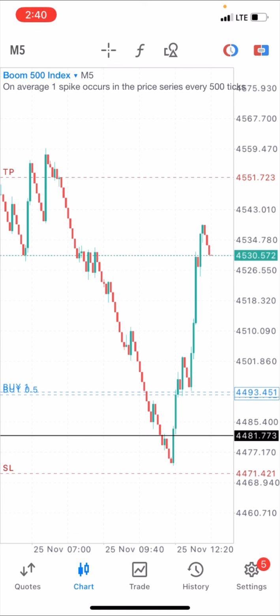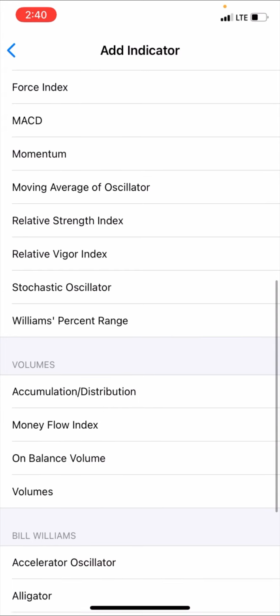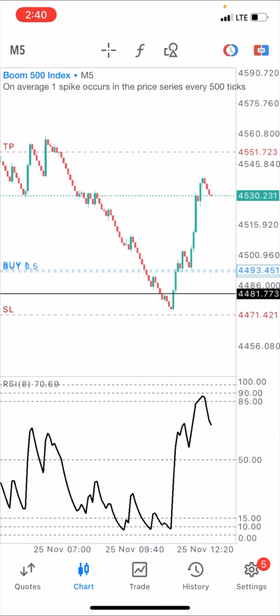Okay, so I'm going to just quickly add the first indicator, which is the RSI, with the following parameters, guys. Period 8, apply to typical price, and levels should be 10, 5, 50, 90, 95, 85, and 15. Time frame should be all time frames, and use dark colors, I mean, if you are using a white background. Just click done when you're done with that, and you should have it appear on your chart like this.